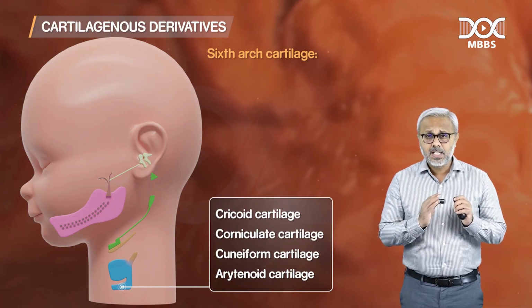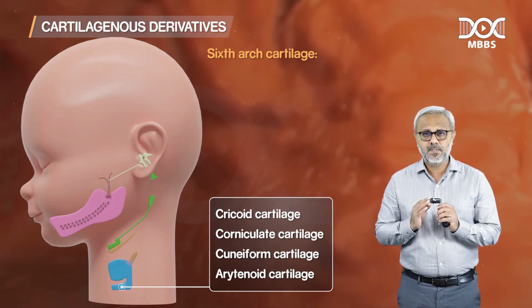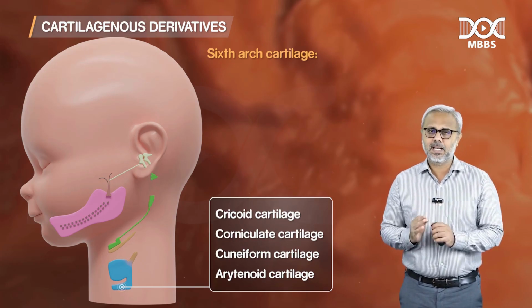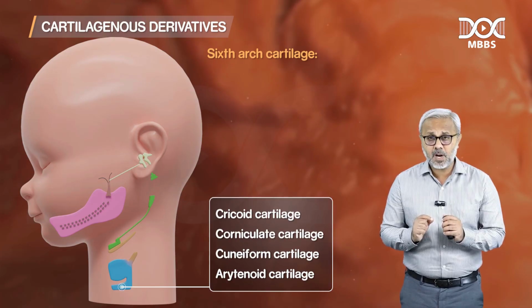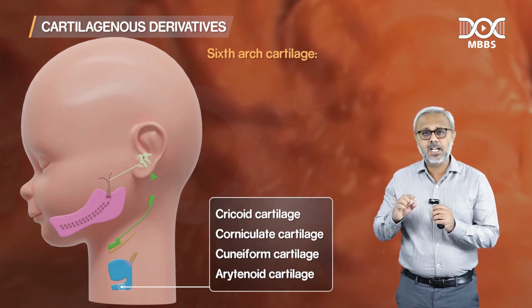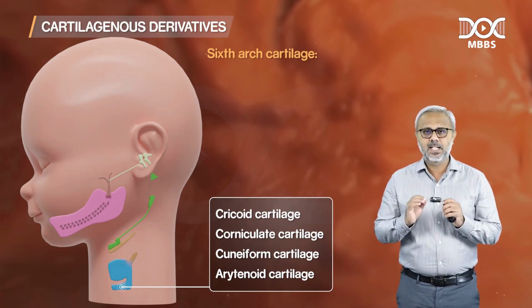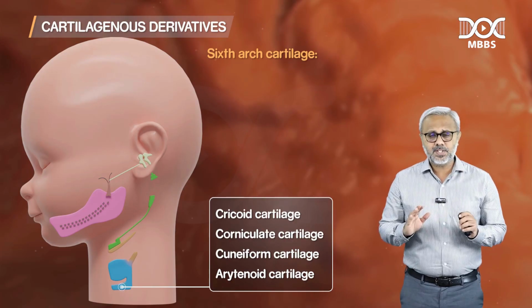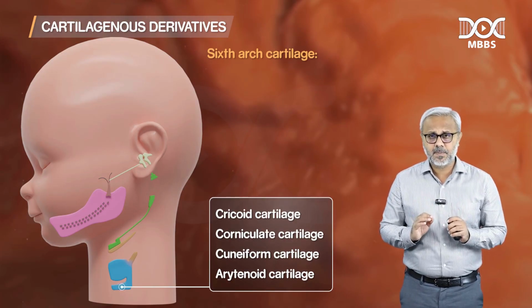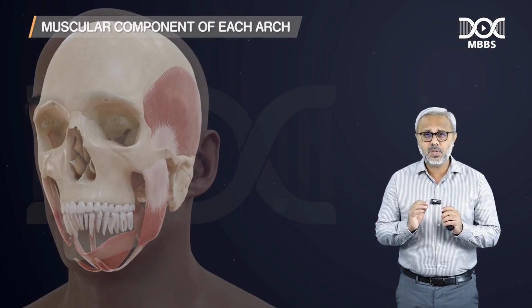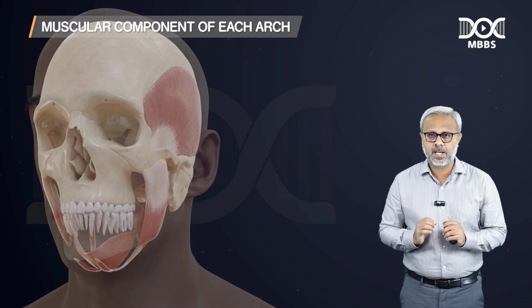Right? So, remember, the cartilaginous element of the pharyngeal arch gives rise to either bones or ligaments. How are the ligaments formed? When the cartilage cells disappear, leaving only the perichondrium, it will persist as ligaments. This is regarding the cartilaginous derivatives. Once we have learnt about cartilage, let us talk about the muscular component of each pharyngeal arch.